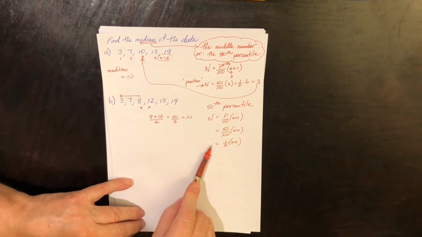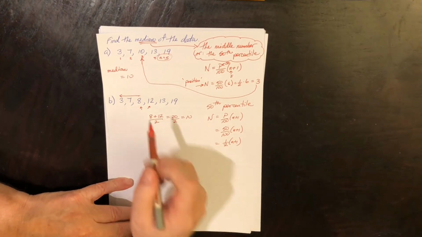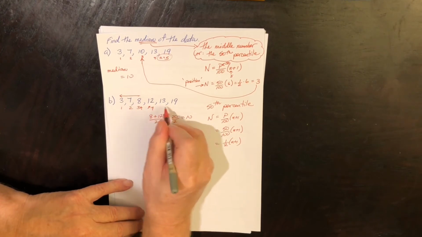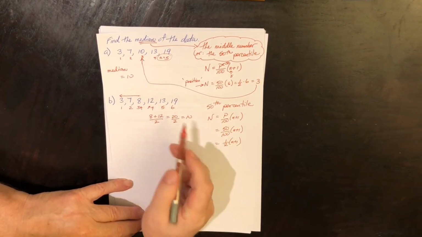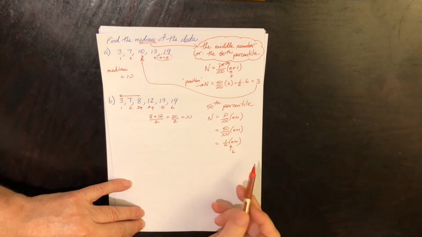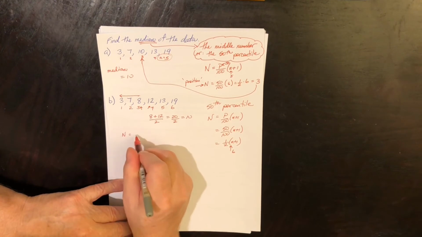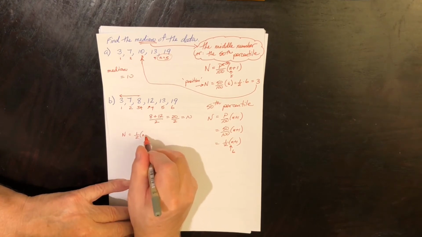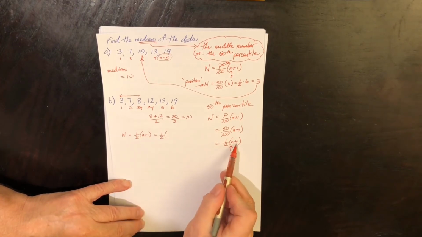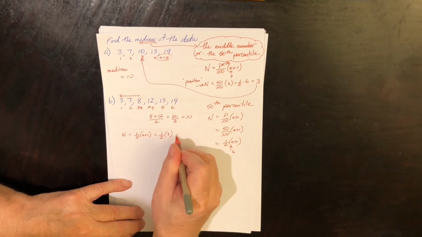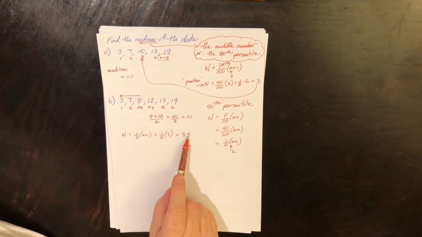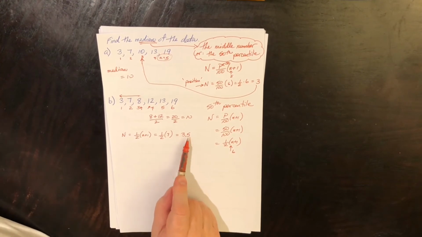What does this formula say in this case? How many numbers do we have in this case? 6. N is equal to 6. What happens if we use this formula now? 1/2 times little n plus 1. 1/2, 6 plus 1 is 7. We get 3.5. That's an interesting position, 3.5.